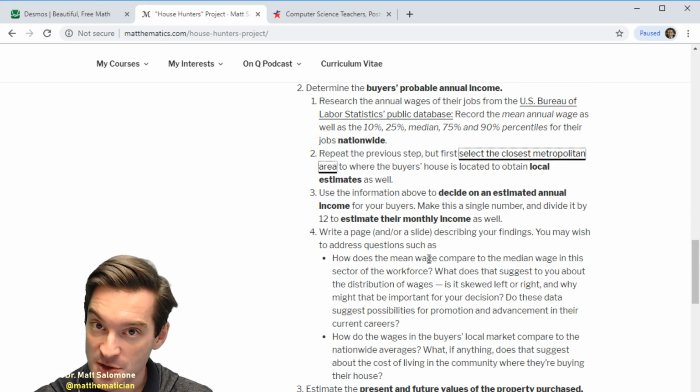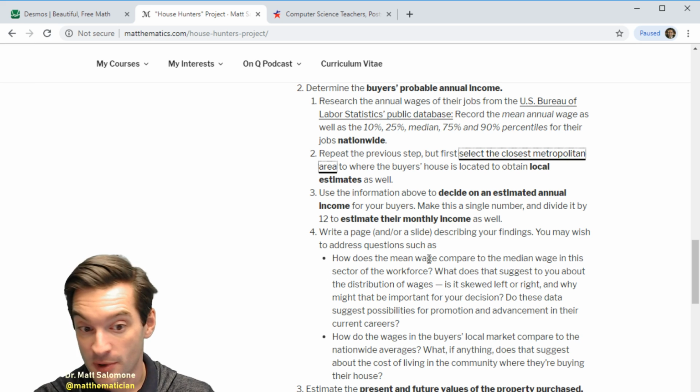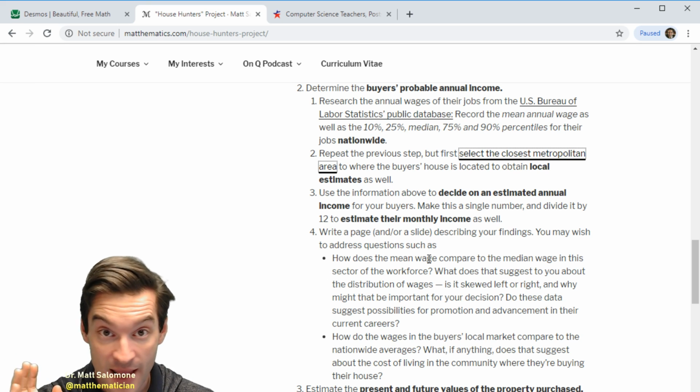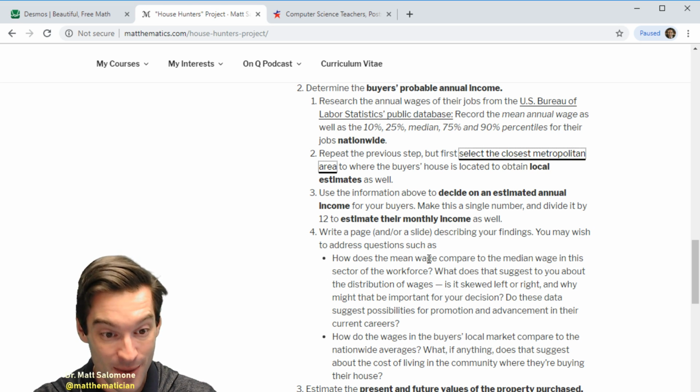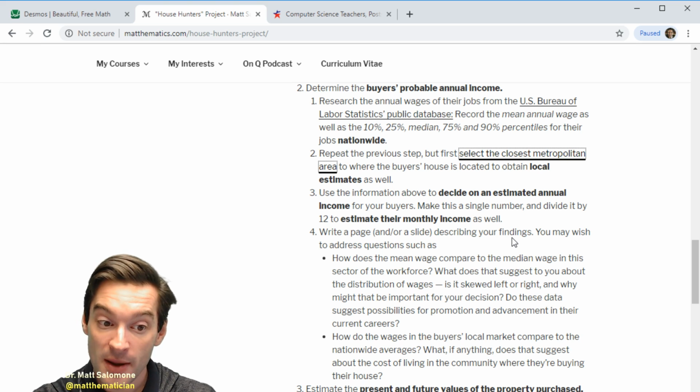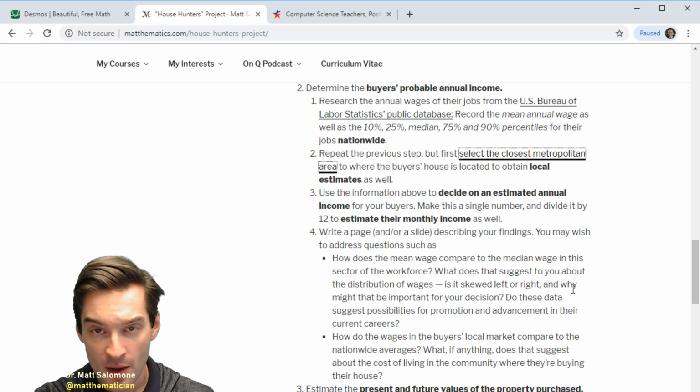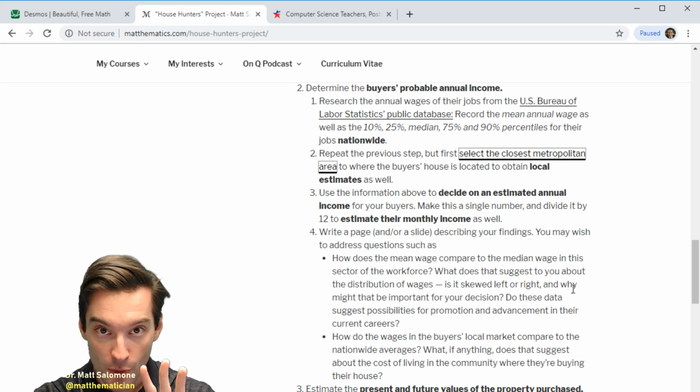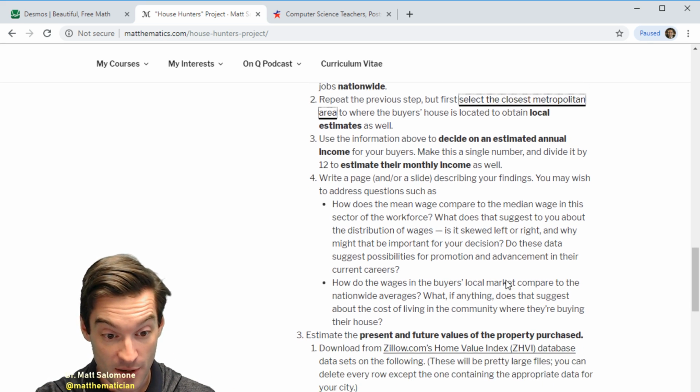For the sake of this project, at least for your initial analysis, we're not going to take into account any other assets that they might have, investments, savings, things that they could sell or pawn to be able to afford a down payment or their mortgage. You're going to make your decision just based on their estimated annual incomes. So that's the thing to learn about your buyers during this week of the project.